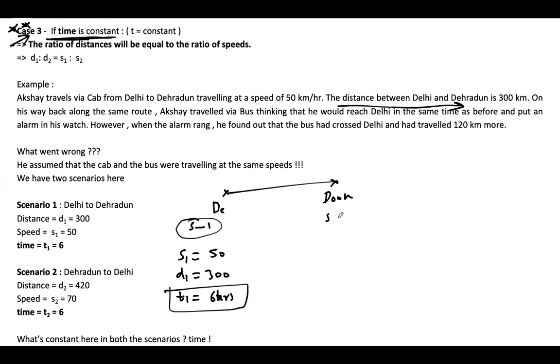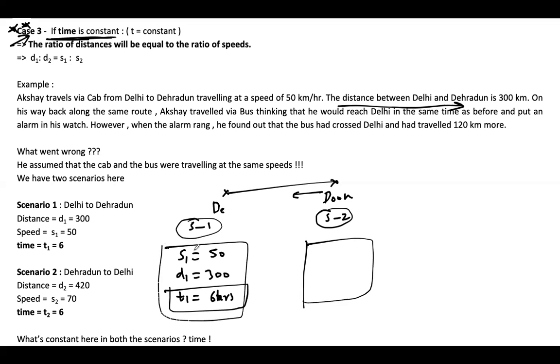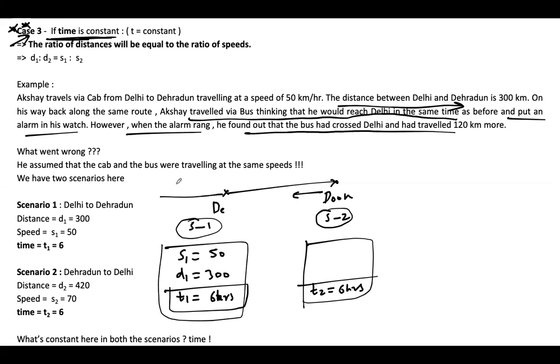On his way back along the same route, Akshay traveled by bus. This will be our scenario 2. This was our scenario 1 and this is scenario 2. Akshay traveled via bus thinking that he would reach Delhi in the same time as before. The time taken is 6 hours, and he put an alarm in his watch. However, when the alarm rang, he found that the bus had crossed Delhi and had traveled 120 kilometers more.